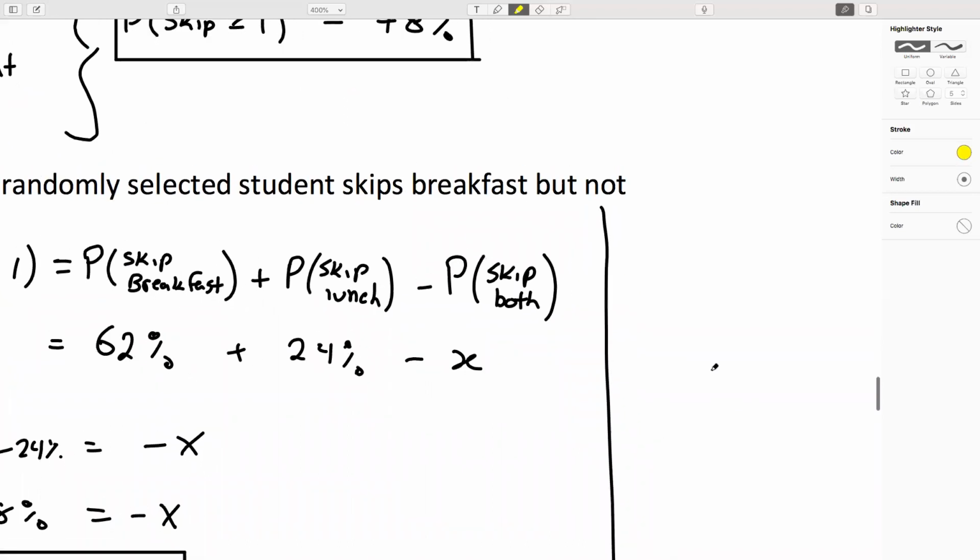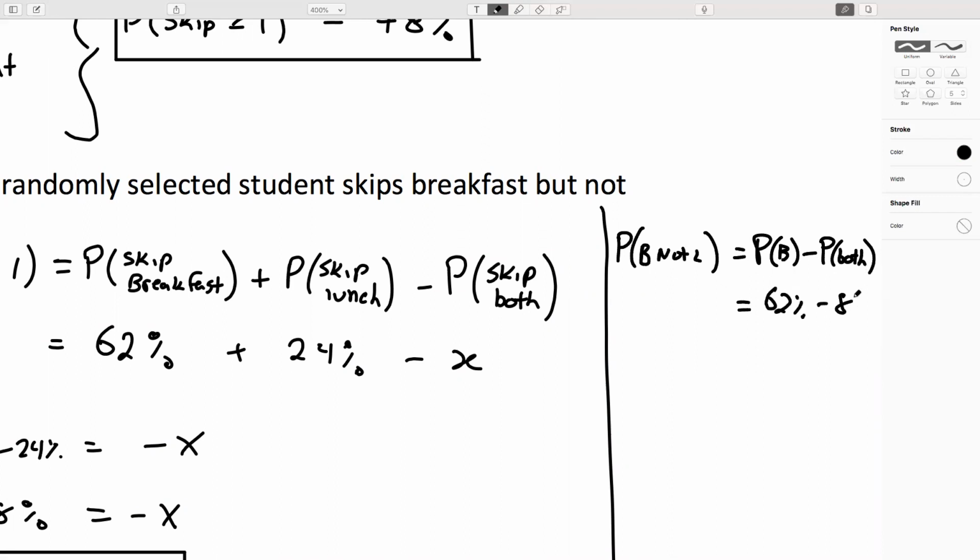Okay. So the probability of breakfast not lunch equals probability of breakfast minus the probability of both. Probability of breakfast was 62%, but I know 8% of people skip both, which means that only 54% exclusively skip breakfast. 54% skip breakfast only.